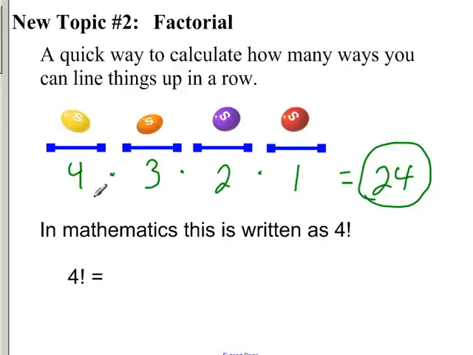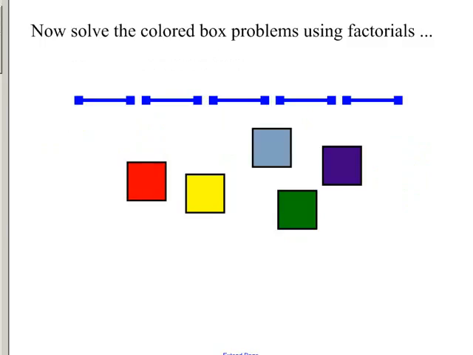Now remember, if I start with a number like the number 4 and I go all the way down to 1, in mathematics that's written as 4 exclamation point, or 4 factorial. Okay, that just means go 4, 3, 2, 1 and multiply. The answer is 24. Okay, that's factorial.